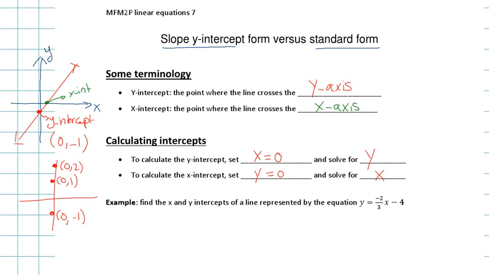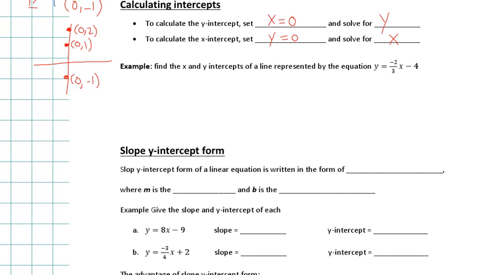On the other hand, if I am looking for the x-intercept, any point on the x-axis, that's going to be -1, 0. That's going to be 1, 0. That's going to be 2, 0. So any point on the x-axis has a y value of 0. So if I'm looking for the x-intercept, I set y equal to 0 and solve for x. Are you guys okay with this?